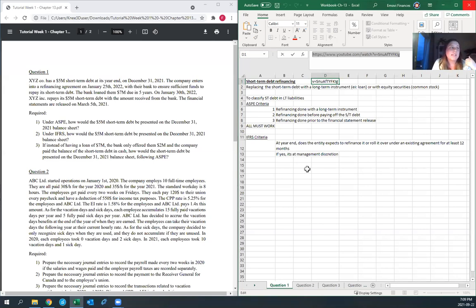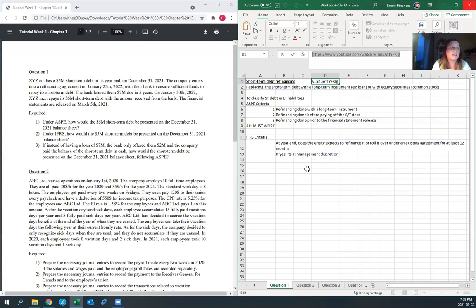And 3 is, is the refinancing done prior to the financial statement release? If your refinancing is done in September and your year end is December 31st, so let's say December 31st, 2021 is your year end, and you have a refinancing done in September 2022, you're not going to go and amend your financial statements that were released in March just because now you have a refinancing. You're going to figure it out at the next year end. For ASPE, all of these criteria must be met for it to be put in the long-term liabilities.